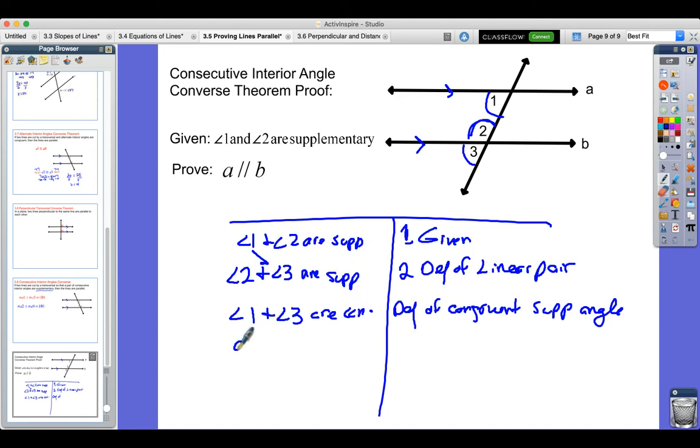So line A is parallel to line B because we just proved that 1 and 3 are congruent to each other. And if they're congruent, what kind of angles are these, 1 and 3? They are corresponding angles. So line A is parallel to line B because corresponding angles are congruent.